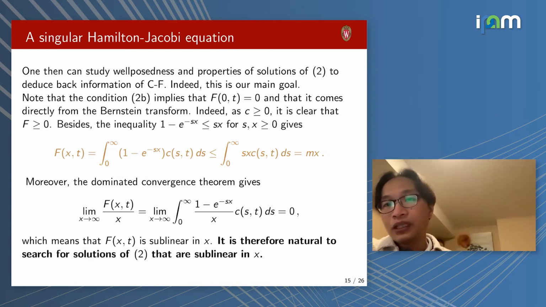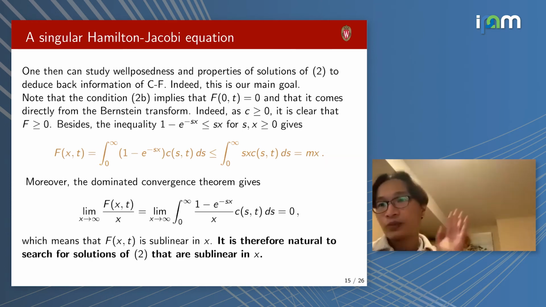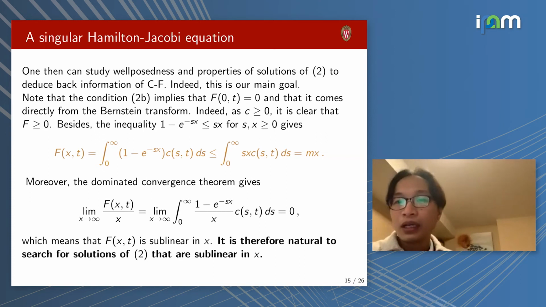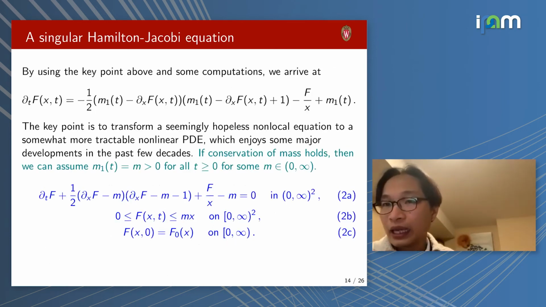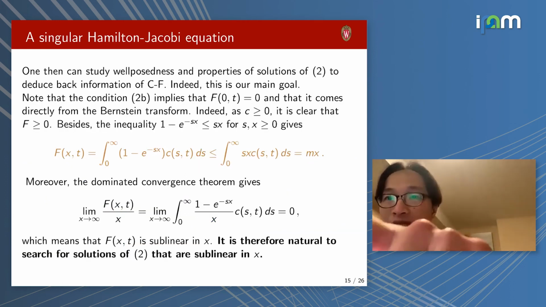And then I can also use the dominated convergence theorem quickly to see that the solution to the Hamilton-Jacobi equation has to be sublinear in x. So it's bounded between 0 and mx, but as x goes to infinity, it has to bend down. So it's sublinear. That is a natural thing. So we are in business because now we can study this singular Hamilton-Jacobi equation given the boundary conditions and given the fact that the solution is sublinear in x. Okay. So let me tell you our results and then I'll try to describe some ideas.